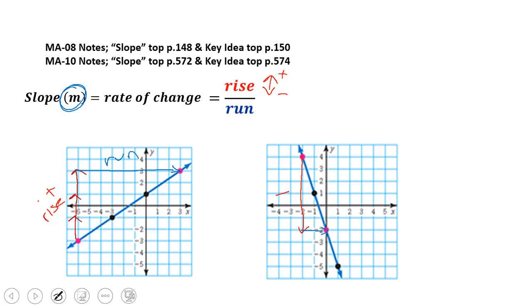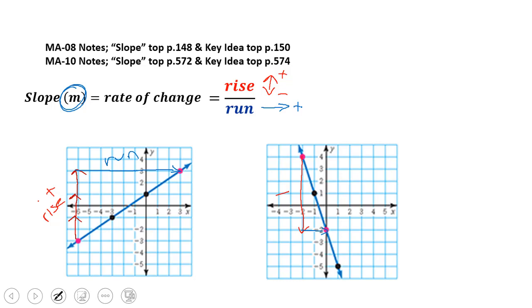And our run is always to the right. Our run is always positive. Okay? So when we're talking slope, our rise is either positive or negative. Our run is always positive. So when we simplify this ratio, we're going to end up with a positive or negative rise and a positive run.